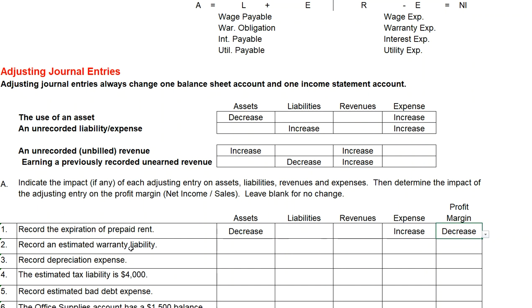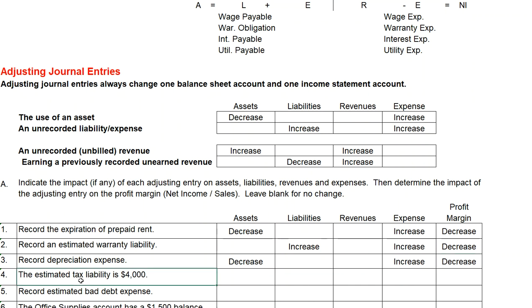Record an estimated warranty liability. We need to record that liability, an increase in liabilities, and the associated expense. And notice, we made the sale in the last period of time. We provided a warranty, so we recorded a revenue. We need to record the associated expense in the same period. Recording depreciation expense. Again, this is the decrease in an asset and an increase in expenses. And of course, whenever we're increasing expenses, we are decreasing our profit margin.